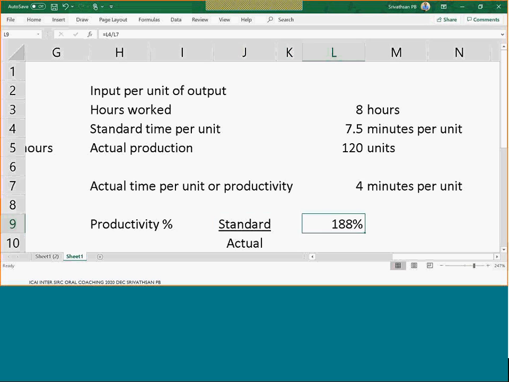Suppose the standard was 3 minutes per unit. The expectation was 3 minutes. My actual was 4 minutes. So I'm at 75% productive, below 100.